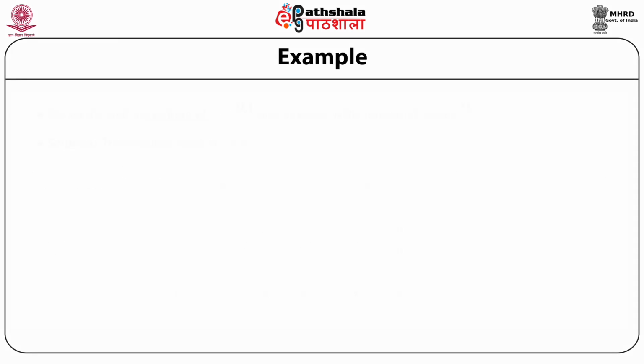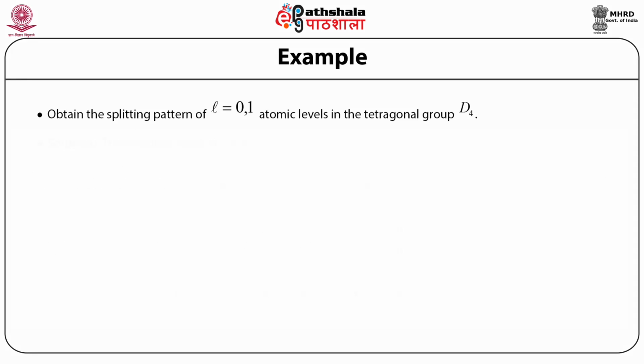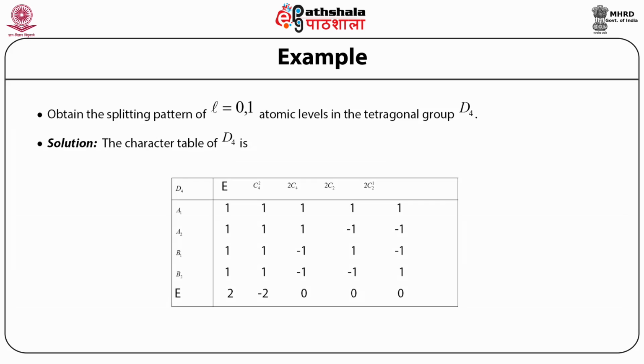We consider another example to obtain the splitting pattern of L equal to 0 or L equal to 1 atomic levels in the tetragonal group D4. That is, we have the atomic levels in a rotationally symmetric environment labeled by L equal to 0 and 1, and suddenly the symmetry is reduced to the tetragonal group D4. The character table of D4 is shown in the slide. It has 5 classes and 5 irreducible representations A1, A2, B1, B2 and E. Four are of dimension 1 and the fifth is of dimension 2.